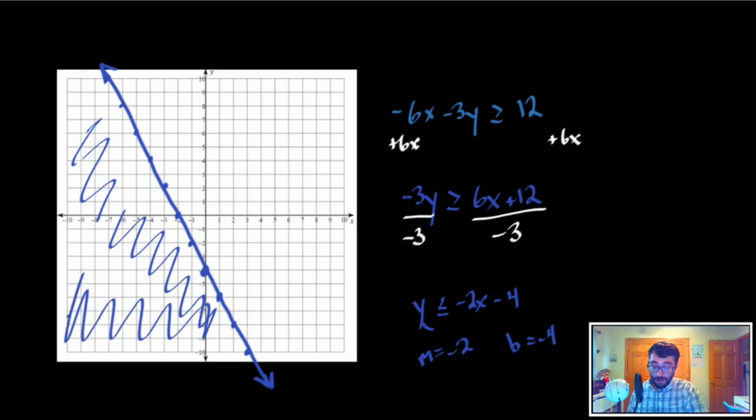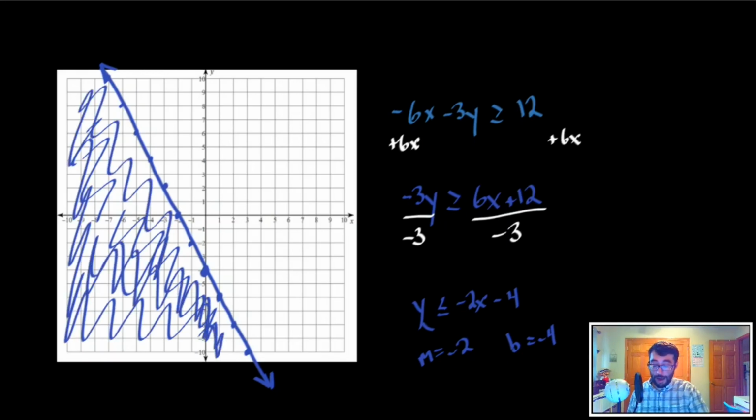But once again, say that is difficult for you. Pick any point not on the line, plug it in, and see if it works, okay? So you can plug in (0, 0), you can plug in (-8, 0), you can plug in (-10, -10) if you want, you can plug in (10, 10) if you want. Whatever that point is, if it works, shade in the region where the point is. If it doesn't work, shade in the region where that point is not, okay?